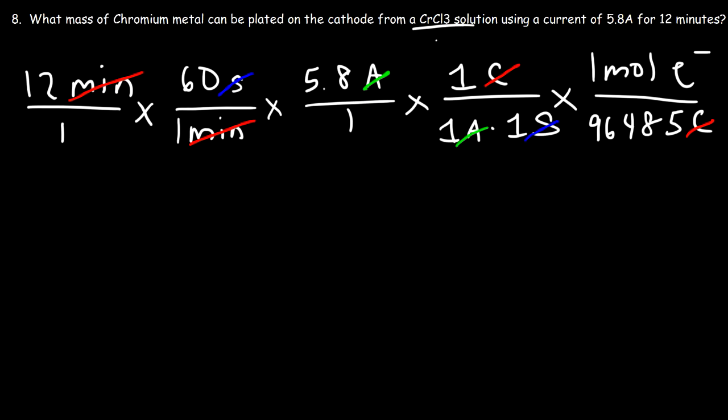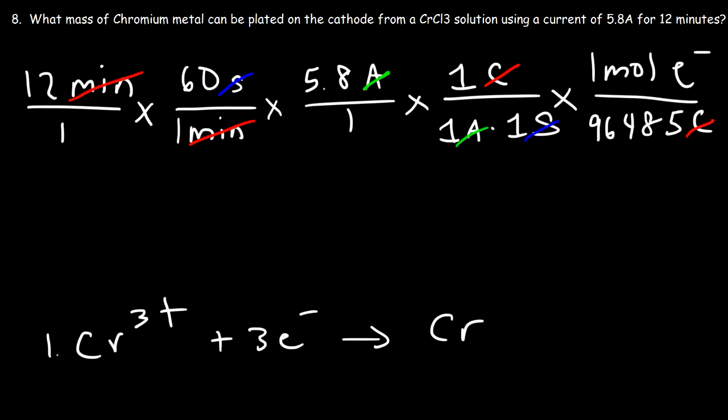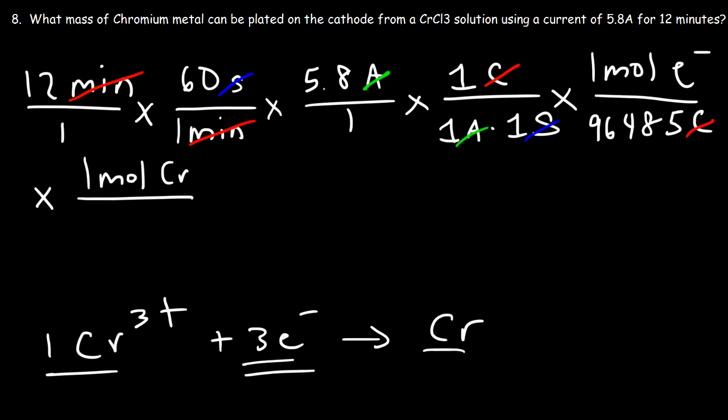Now once you have the moles of electrons, you can convert that to the moles of substance. Now we have a chromium 3+ solution, or chromium 3 chloride solution, which means the chromium 3+ ion is in it, and 3 electrons are required to reduce it to chromium metal. So the molar ratio between the chromium substance and the number of electrons is 1 to 3. So we could say that 1 mole of chromium will be reduced or plated on a metal if 3 moles of electrons passes through the wires of the cell.